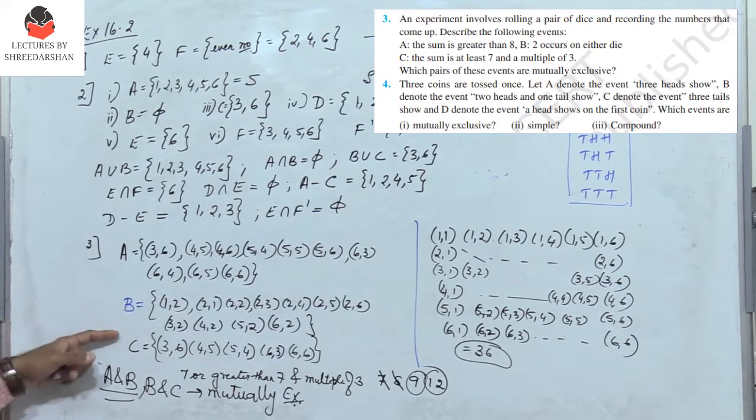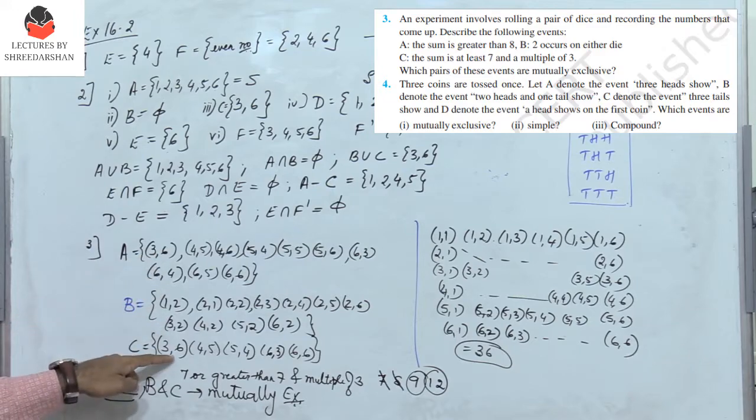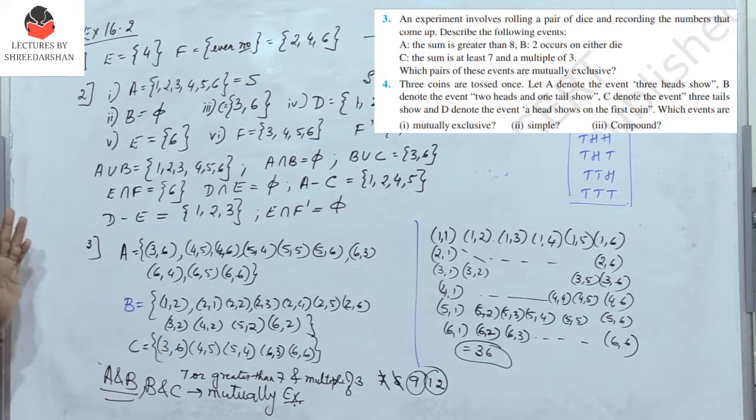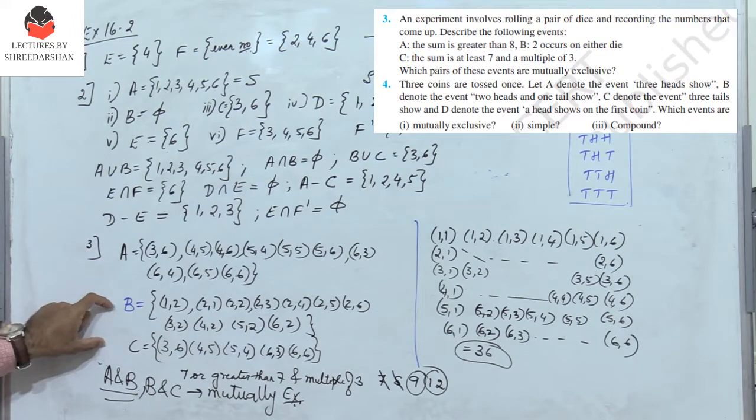But what about A and C? A and C is not mutually exclusive because I find that 3 6 is present in both the places, 4 5 is present in both the places. So even if one of the outcomes is present in both the places, they are not mutually exclusive. So A B is mutually exclusive, B and C is mutually exclusive.